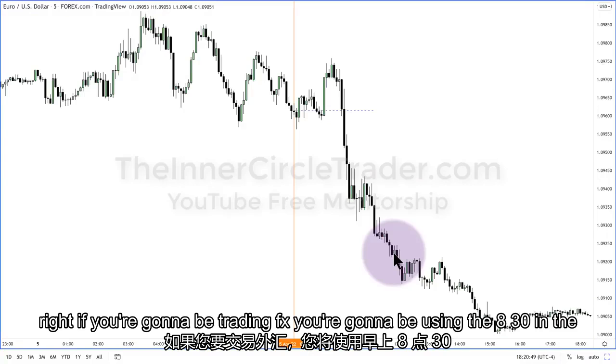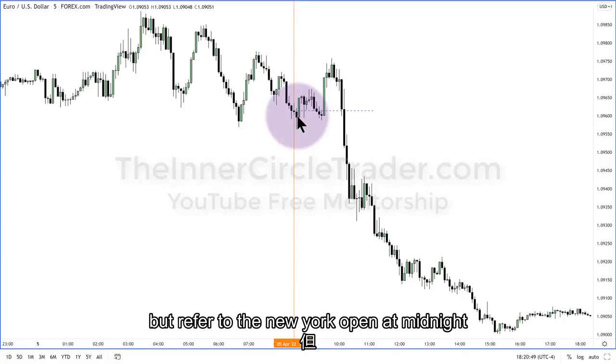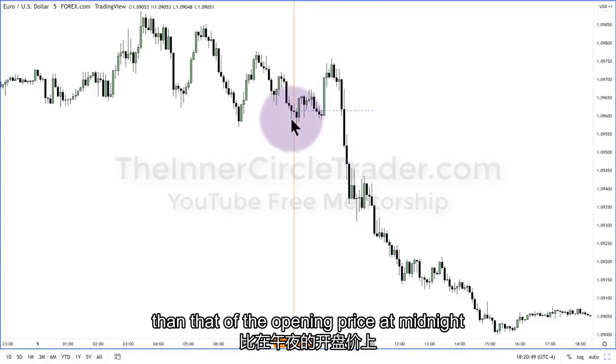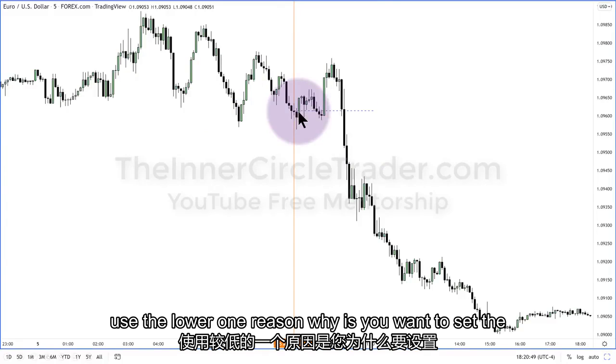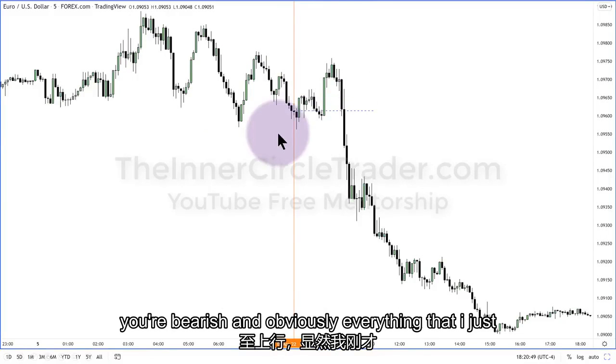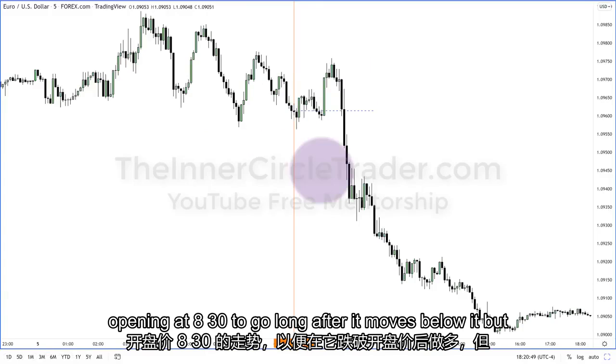If you're going to be trading FX, you're going to be using the 8:30 in the morning for New York session trades. But refer to the New York open at midnight as well. If the opening price is lower at the 8:30 than that of the opening price at midnight, use the lower one. Reason why is you want to set the minimum threshold for a Judas swing or a market protraction to the upside when you're bearish. And obviously, everything that I just said would be reversed if you're bullish. You'd be looking for a move below the opening at 8:30 to go long after it moves below it.